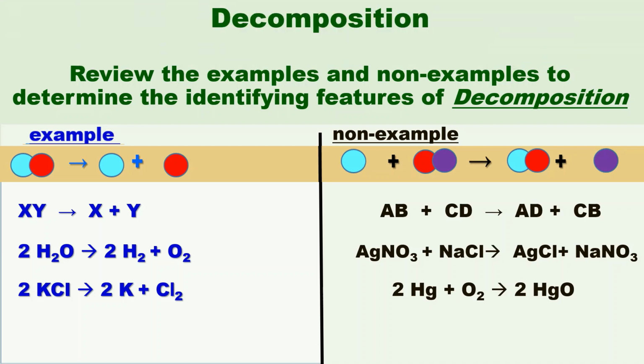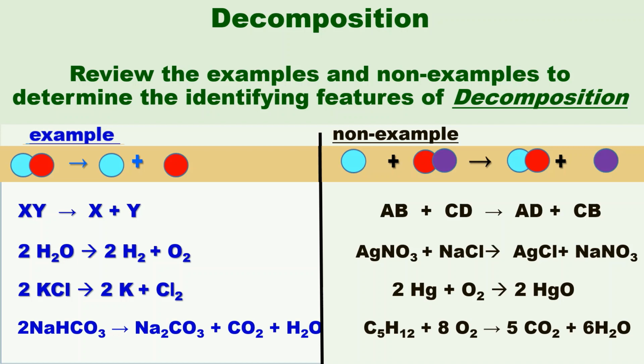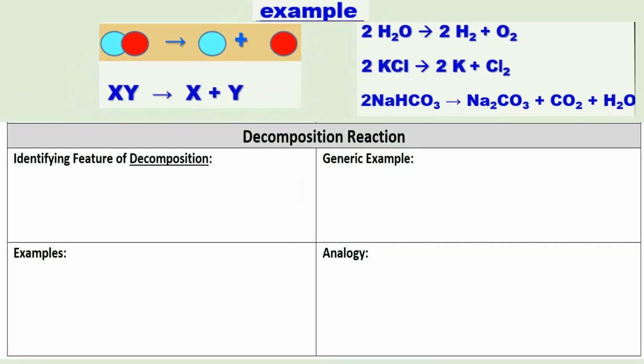Now let's add one more example and non-example. Does the trait you pick still work to identify the decomposition reaction, or do you need to refine it in some way? None of the examples have a plus sign before the yields arrow, so each decomposition reaction has only one reactant. This type of reaction starts with one substance that breaks apart into pieces. This makes sense because the word decompose means to break down.